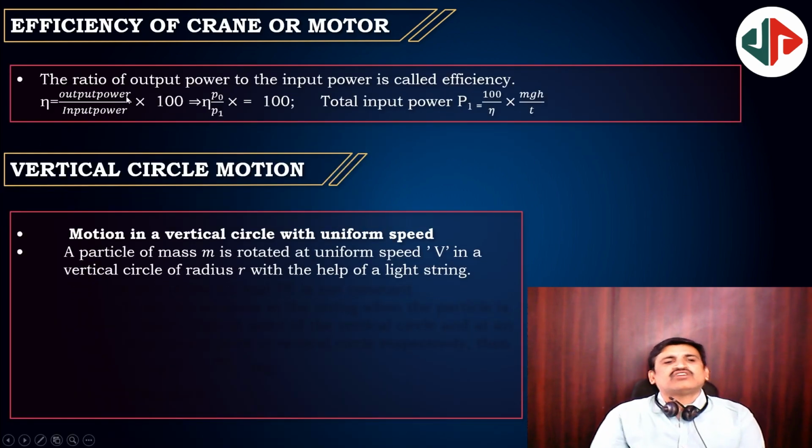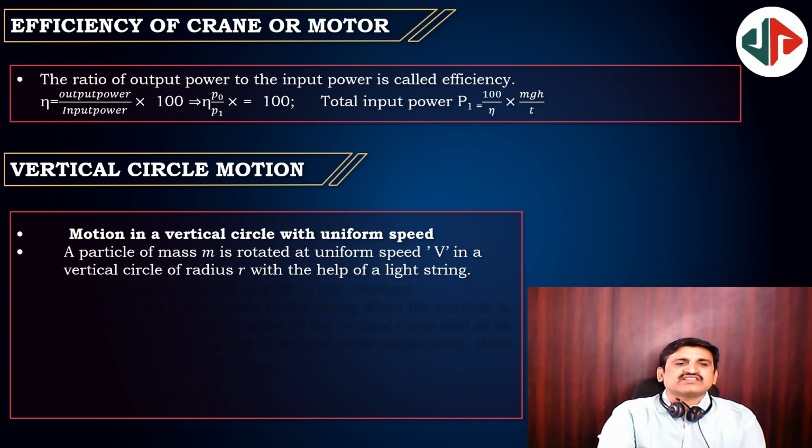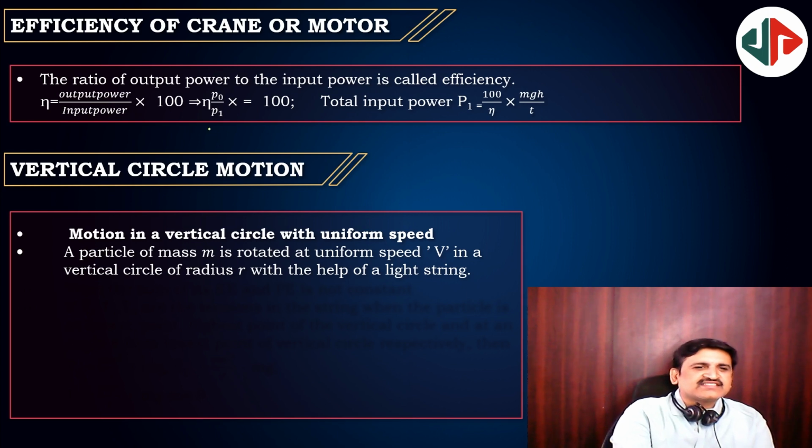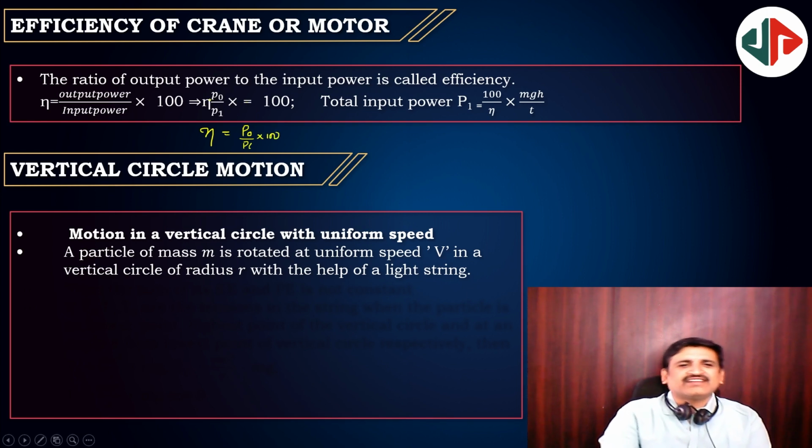The ratio of output power to input power is called efficiency. If you multiply by 100, you get it in percentage. This is efficiency. Here actually it should be like this: eta is equal to power output by power input into 100. The equal to should be in between, okay, that you can understand.